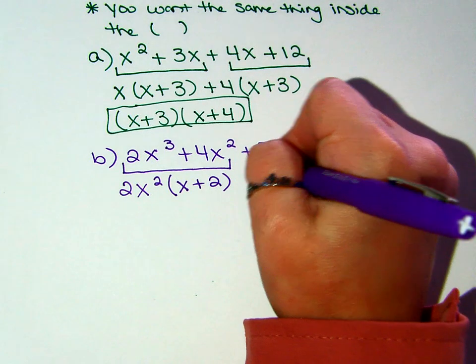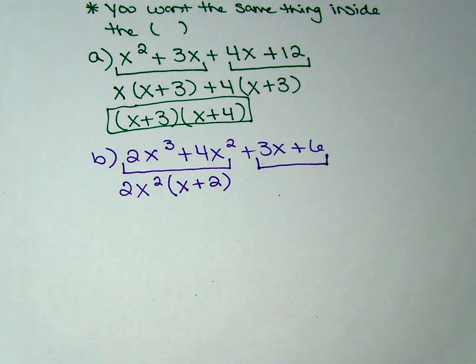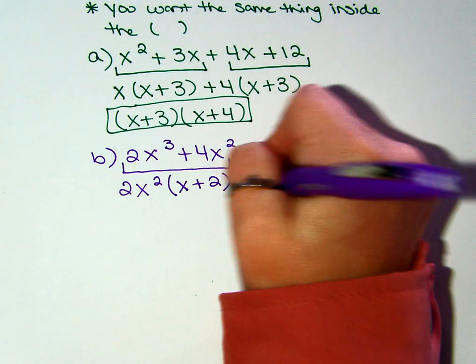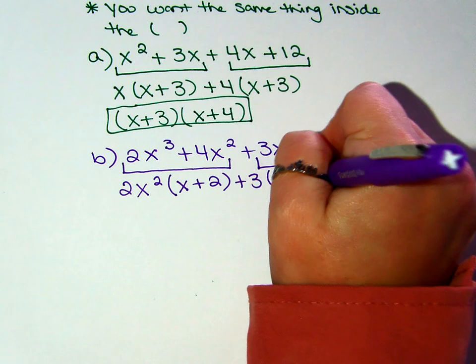Then I'm going to look at my next pairing, my 3x plus 6, and I'm going to ask, what can I pull out of that one? A 3. And that'll leave me with an x plus 2 inside.